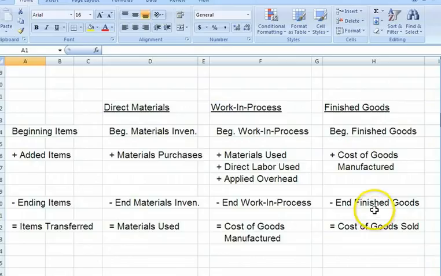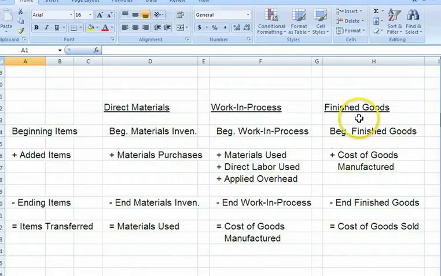Now we say one of two things happen to these items. We either still have them in the finished goods warehouse at the end of the period, or the items are gone because we shipped them out to customers, in which case they're no longer an unexpired product cost, finished goods inventory. They become an expired product cost, cost of goods sold.